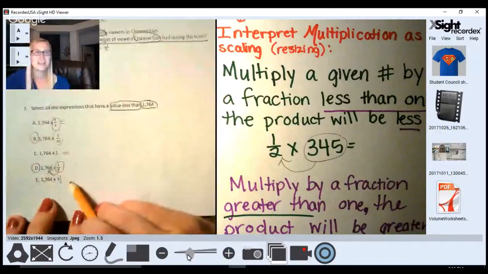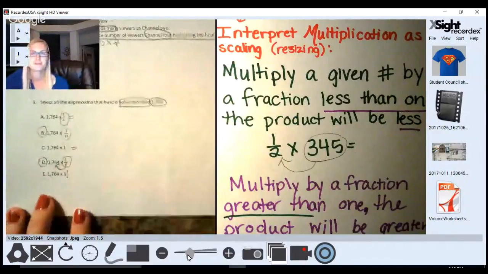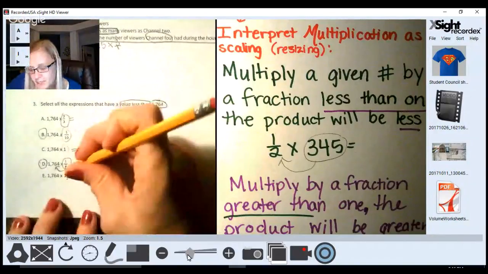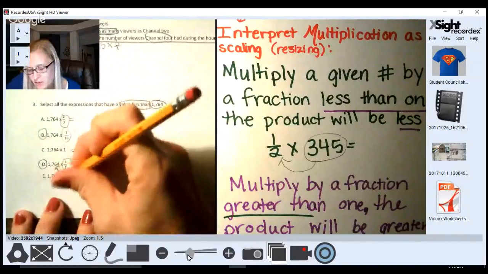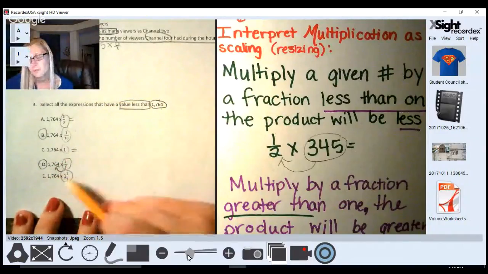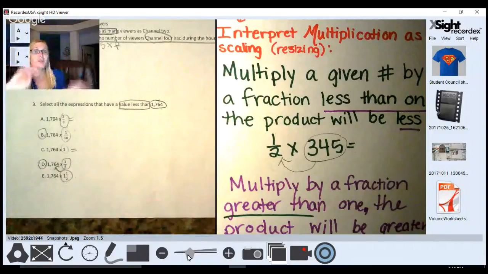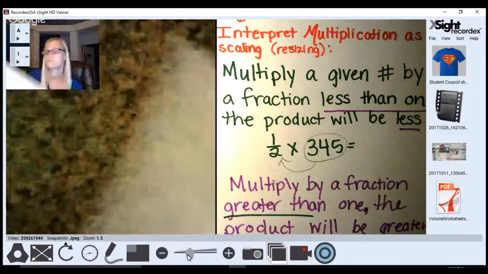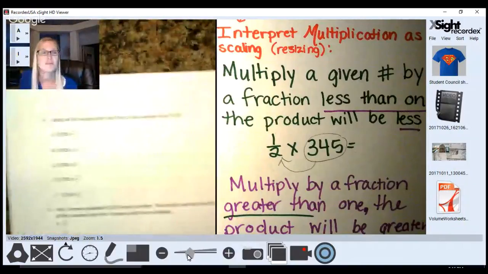Look at E. Does E work? All right, E does not work because this is a fraction greater than 1. I have 1 whole and then I have some more. So when I'm multiplying this, it's actually going to get bigger. I'm going to get 1 full share and then half of another share. So E does not work. Our correct answers for here are B and D. Let's flip over to the back side.